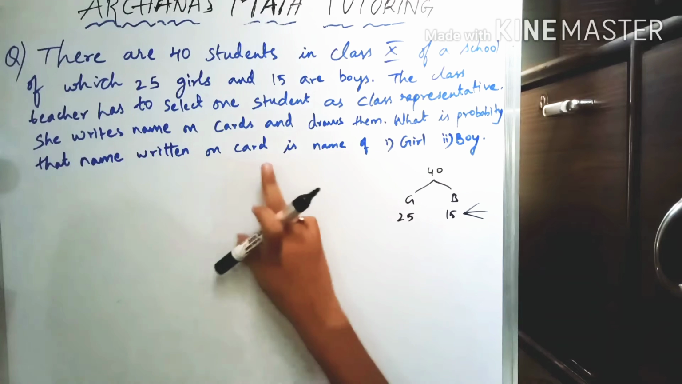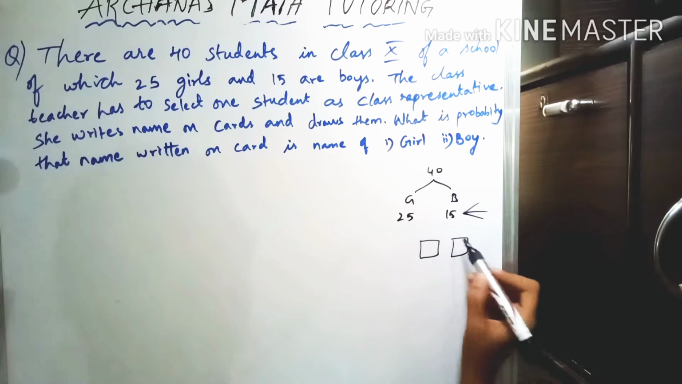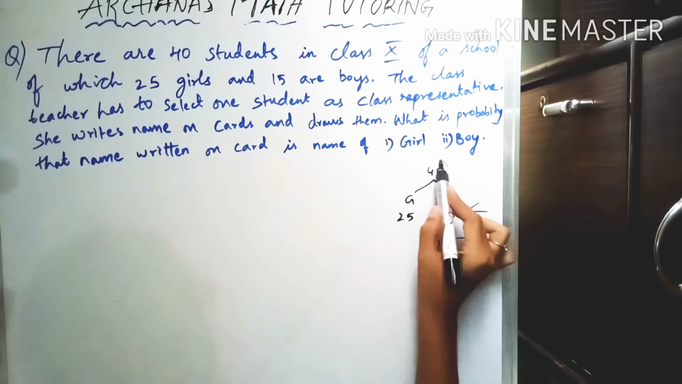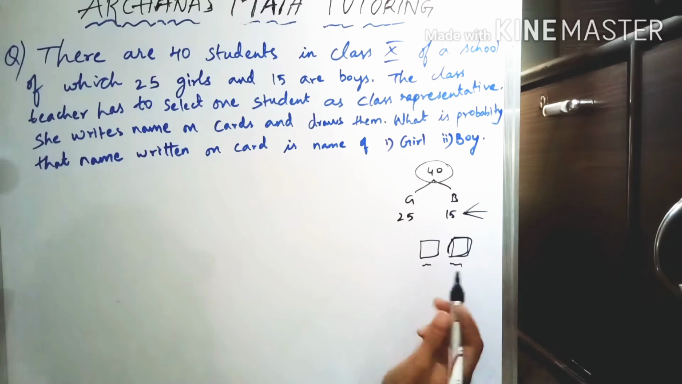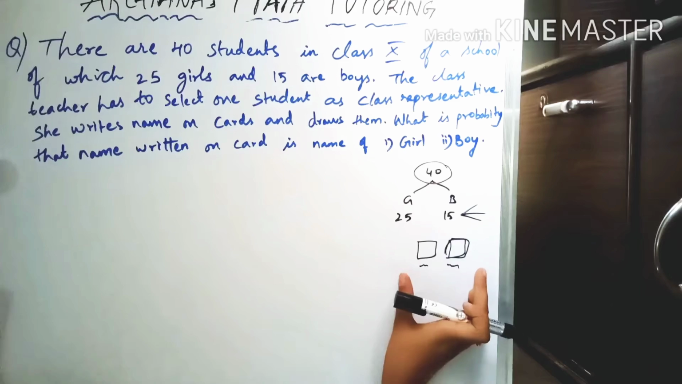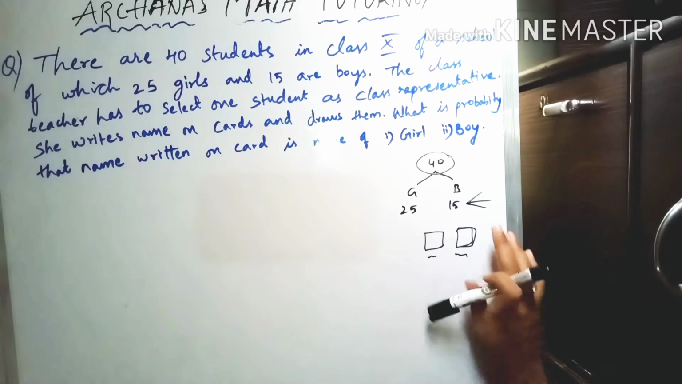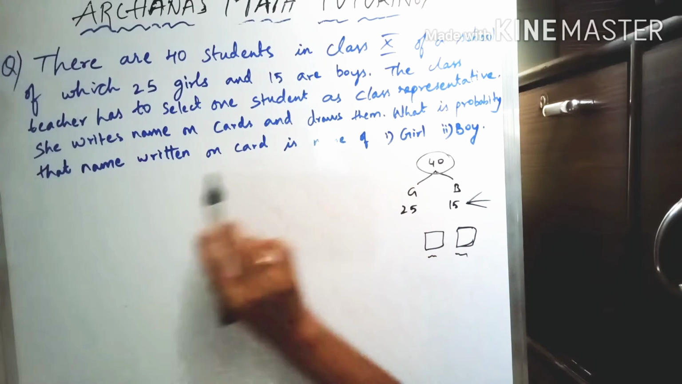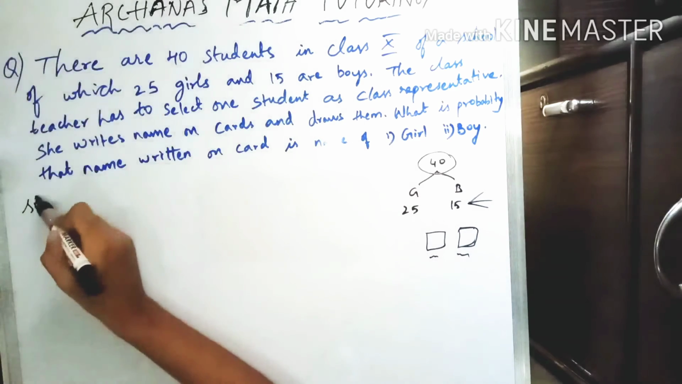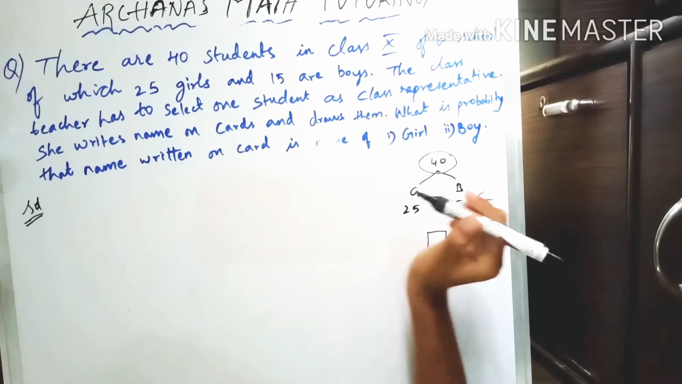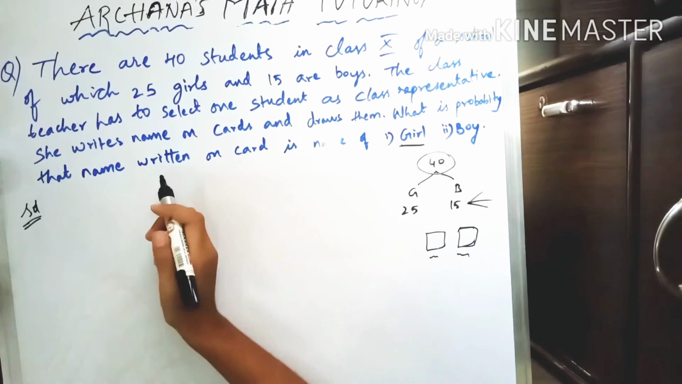She writes names on cards and draws them. So there are equal size cards. All these cards consist of these 40 students' names. So the teacher draws these cards. All are equally likely, that is, the occurrence of every card is equal. What is the probability that the name written on the card is the name of a girl? So first we should check that the card is a girl's card, so that she becomes a class representative.